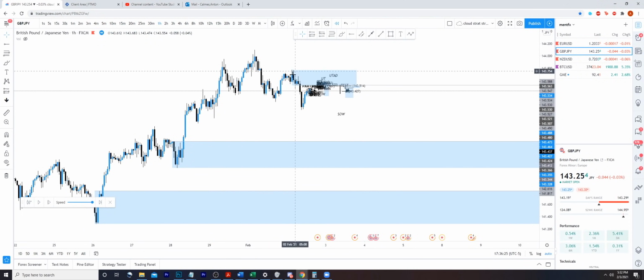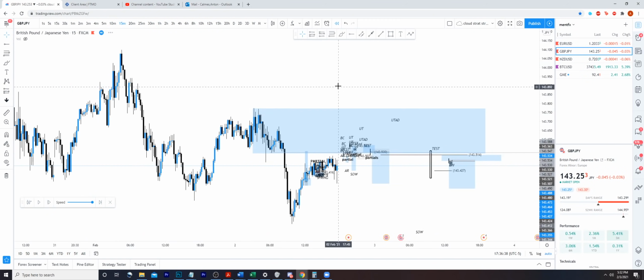Okay, so that area, that last up move before the down move, and the areas within it that have the last up moves before the down move, function as order blocks in areas of what? Inefficiency and liquidity, where we're going to expect price to come into and trade away from. Okay, fantastic. So let's get into it.